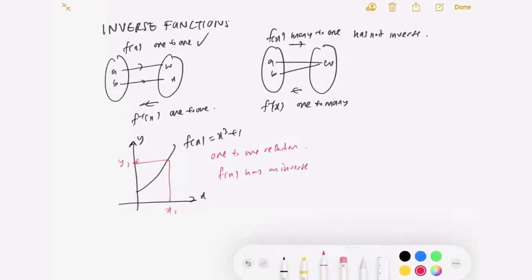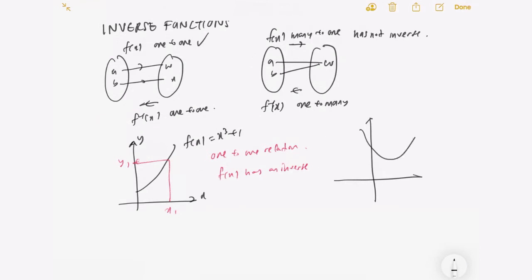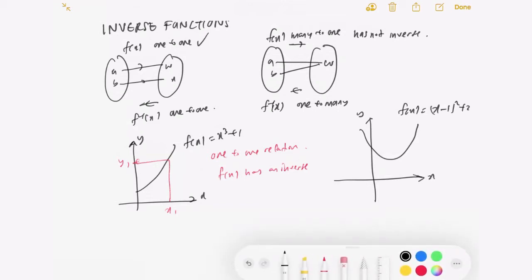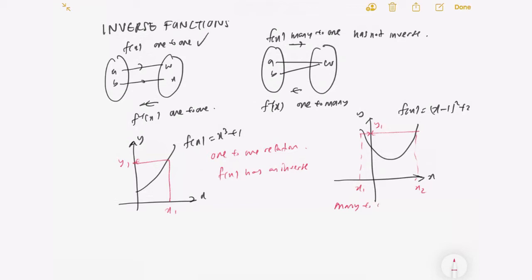If I give you another example, say a quadratic, let's say f(x) equals (x minus 1) squared plus 2. Does this function have an inverse? Answer is no. Why not? We draw a line horizontally. You can see this x value and this x value share the same y value. So this is a many to one relation, and many to one relation has no inverse. Okay, simple, right? All right.